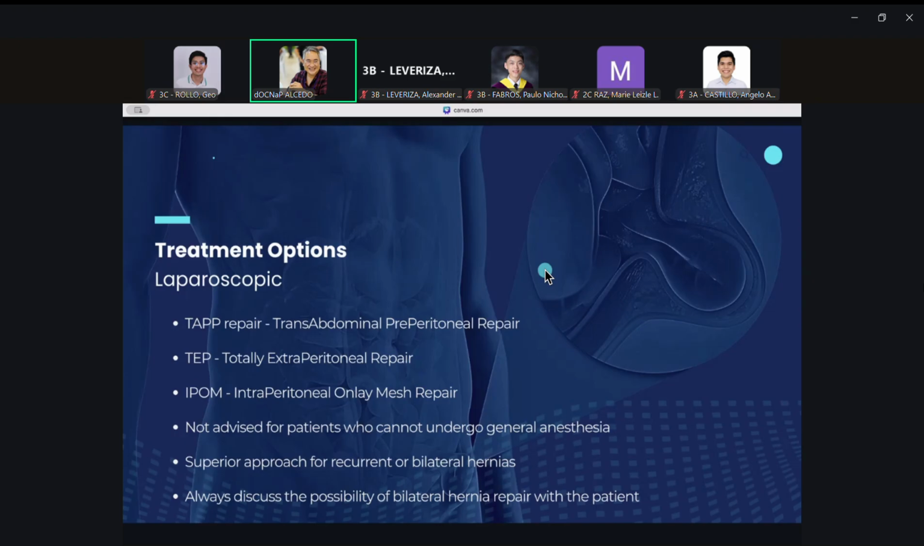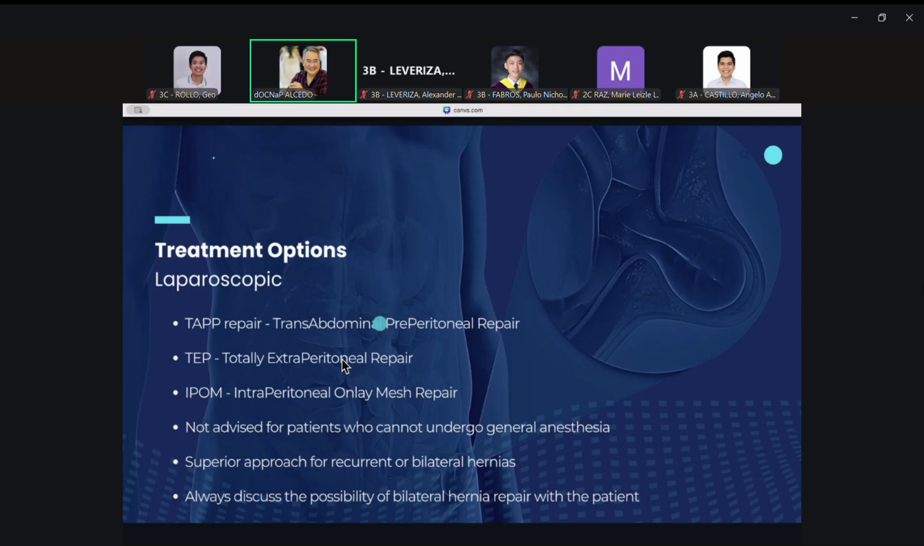So when you opt to do your laparoscopic approach, you can either use your TAPP repair, wherein we enter the abdominal cavity. It's a transabdominal preperitoneal repair. You enter the cavity and then you incise through the peritoneum and insert the mesh between the peritoneum and the transversus abdominis aponeurosis and the transversalis fascia.